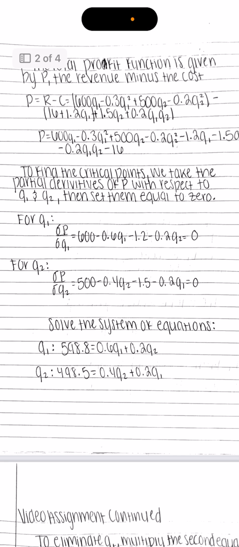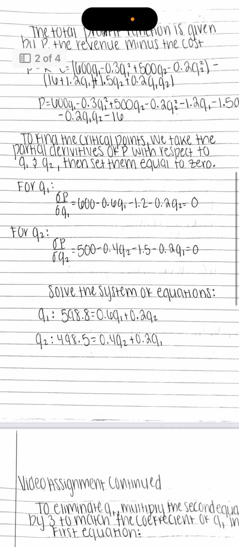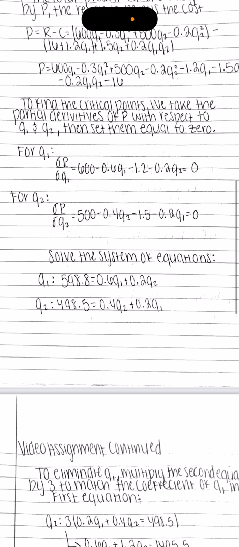For Q1, the partial derivative with respect to Q1 is 600 minus 0.6 Q1 minus 1.2 minus 0.2 Q2. For Q2, the partial derivative is 500 minus 0.4 Q2 minus 1.5 minus 0.2 Q1. We then proceed to solve the system of equations. Subtract like terms to solve for Q1 and Q2. You get 598.8 equals 0.6 Q1 plus 0.2 Q2. And then for Q2, you get 498.5 equals 0.4 Q2 plus 0.2 Q1.